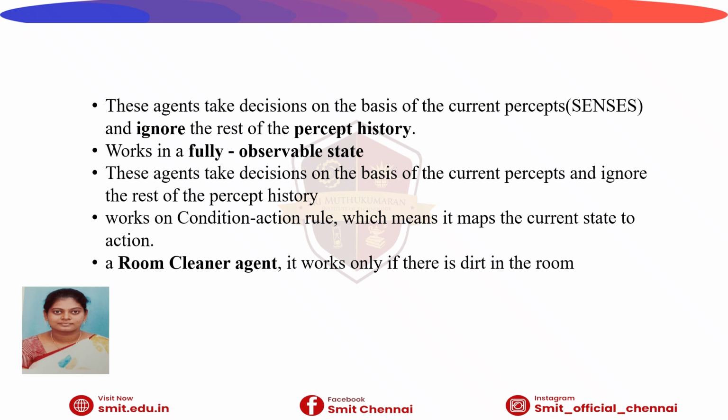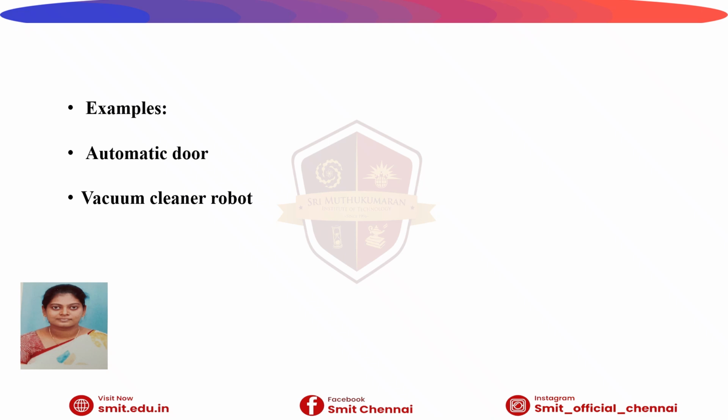Example is a room cleaner agent. A room cleaner agent works only if there is dirt in the room. It will not remember whether there was dirt an hour before or half an hour before. If there is dirt, it will work, or it will not work. Another example, if we see here, is an automatic door. An automatic door uses a sensor to detect the presence of a person and opens the door accordingly. It will not remember whether there was a person 5 seconds before.